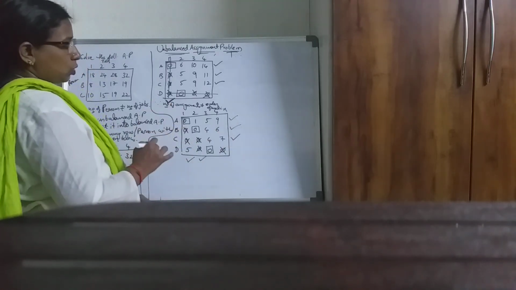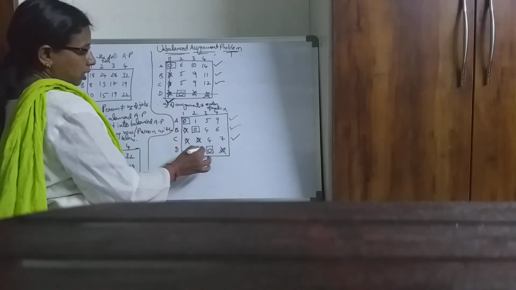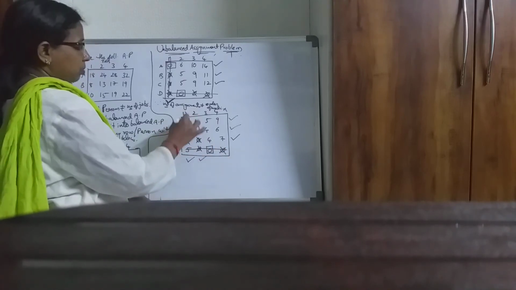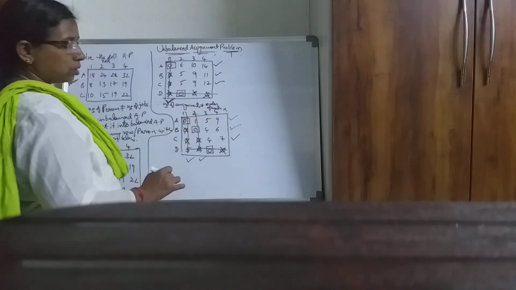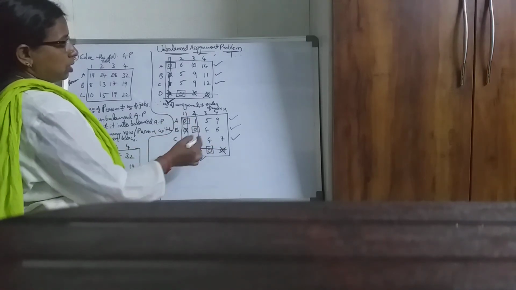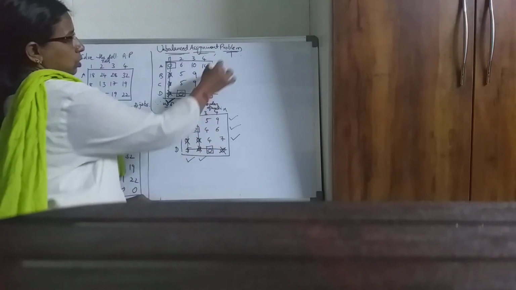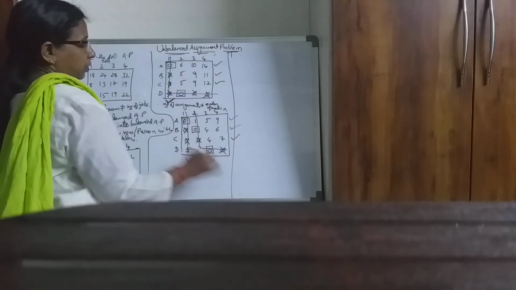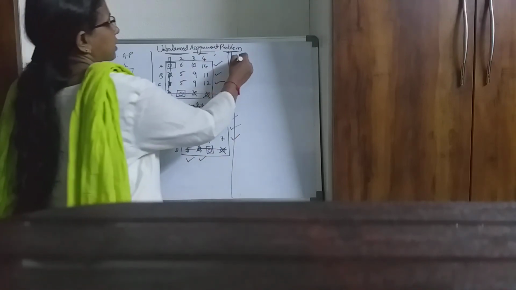Now draw lines through unmarked rows and marked columns. So these are the unmarked rows, and these two are the marked columns. So here all zeros are covered with the lines. Now select the minimum of the uncovered numbers. So which is the minimum here? 4 is the minimum. Then again the same procedure.